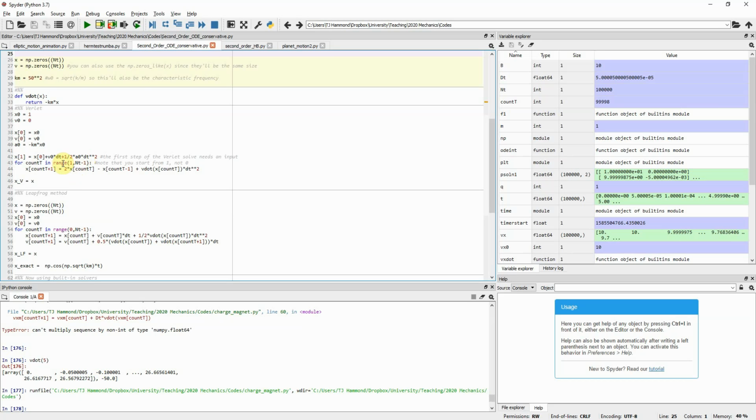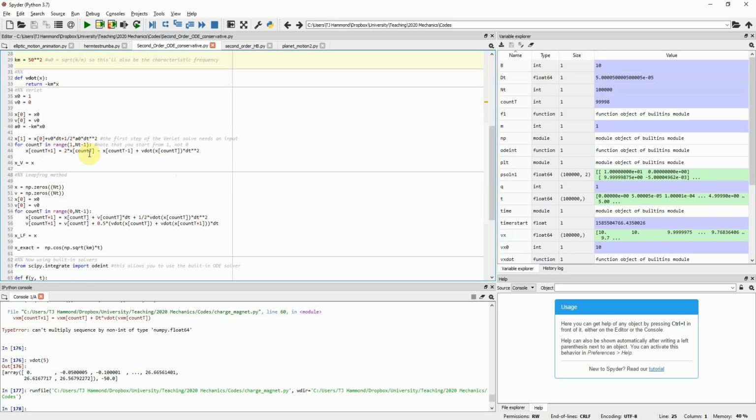And then, as I mentioned before, for the Verlet algorithm, for the next position in time, you need to know what the current position is and the previous position as well. And so it's 2 times the current position minus 1 times the previous position plus the derivative of the velocity, so that's v dot at the current position times dt squared. And this is all we need to do to solve for the position using the Verlet algorithm, where I walked through the math in the previous lecture.